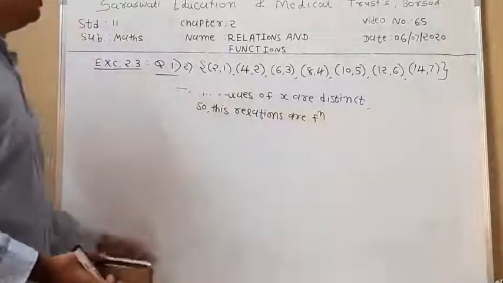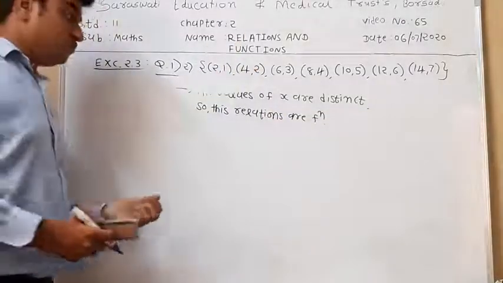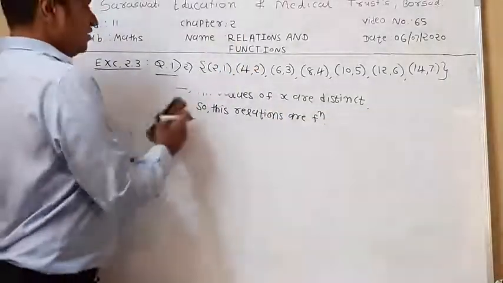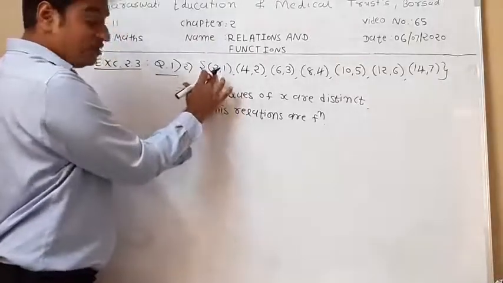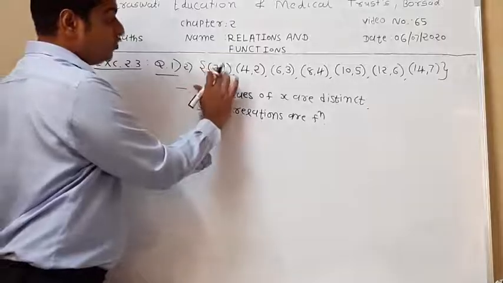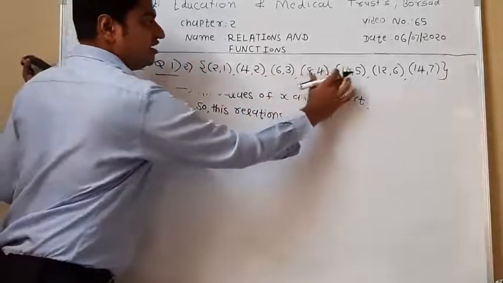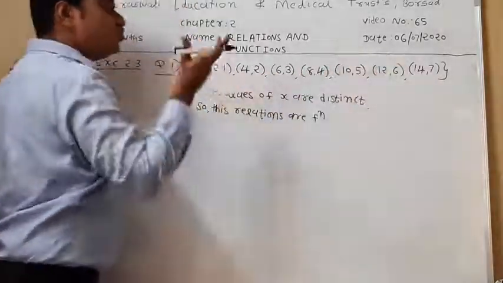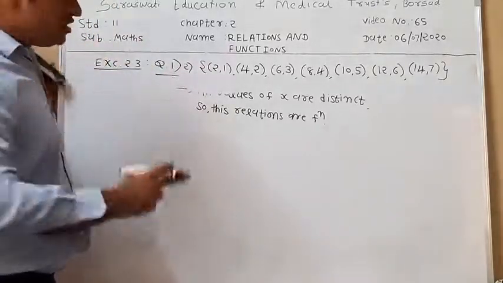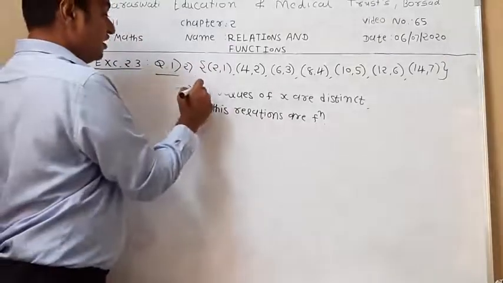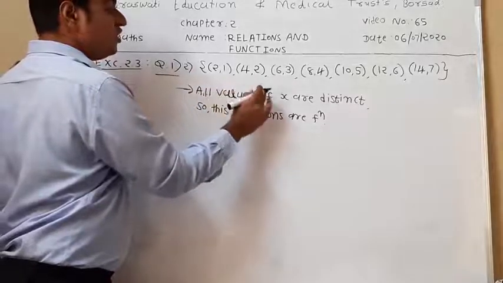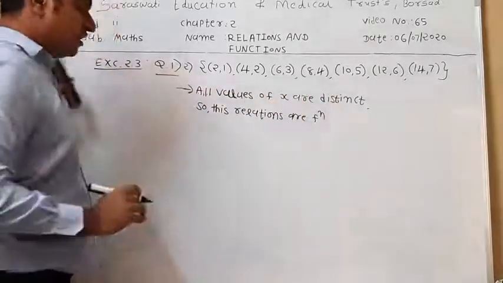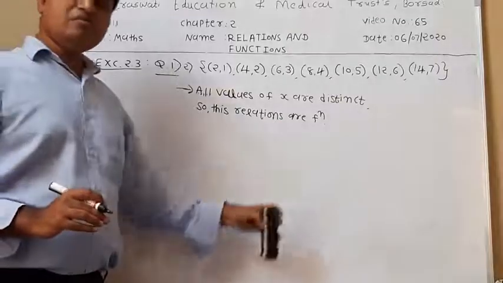Now our question is whether this is a function. So again check the first position, that means the position of x. Here 2, 4, 6, 8, 10, 12 and 14. So here no element is repeated in this position. So again we can say that all the values of x are distinct. So this relation is a function.